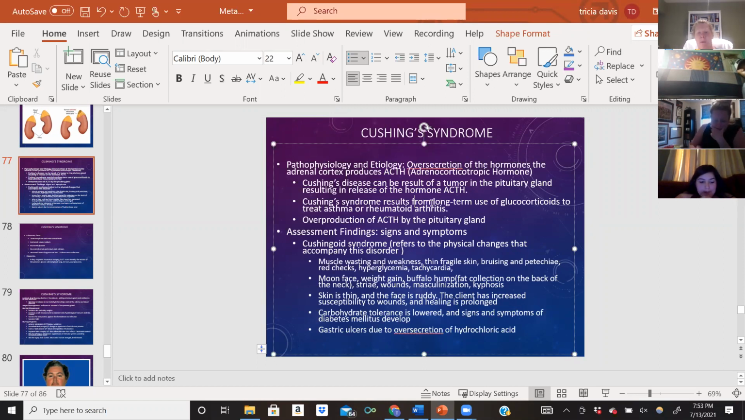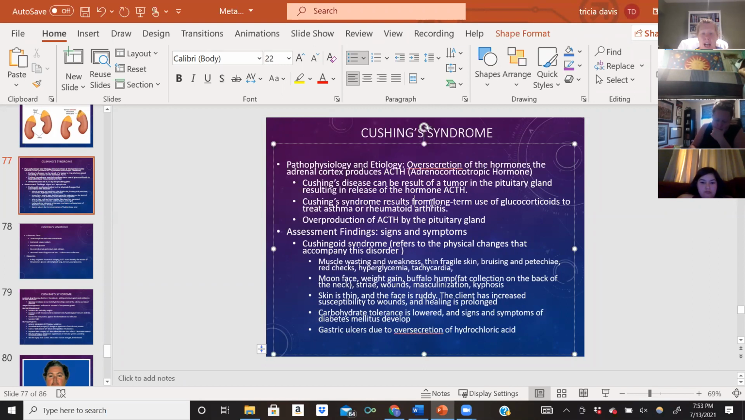And then they're going to have a buffalo hump. A buffalo hump is a big fat collection that's on the back of the neck. And I think there's a picture in here I'll be able to show you. They might have striae. Remember I said they're going to have wounds, masculinization, so they're going to appear masculine, and then they can also get kyphosis of the back, which is that hump that goes in the spine. Their skin is thin, their face is going to be ruddy and red. They're at an increased susceptibility to wounds, and then if they do get a wound, so skin tears, it's going to take a long time for them to heal.